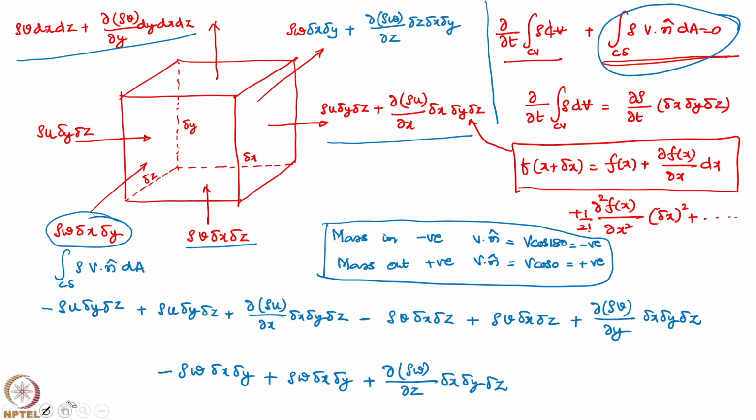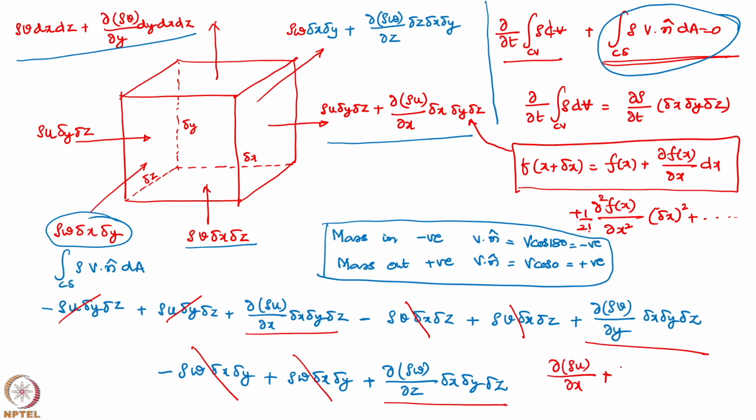Okay. If you really see here, this gets cancelled out, this gets cancelled out, this gets cancelled out. So I am left with this term and this term. So that will be dou of rho u by dou x plus dou of rho v by dou y plus dou of rho w by dou z into delta x delta y delta z.